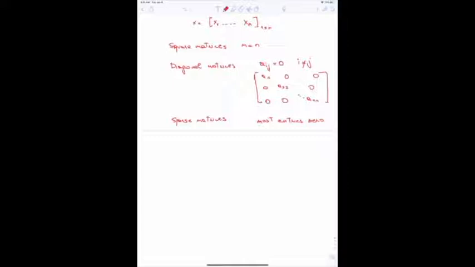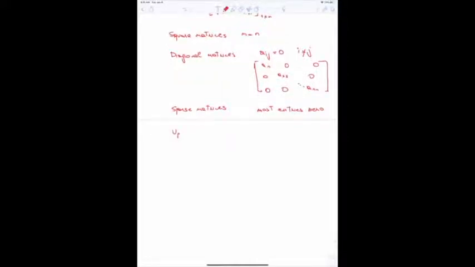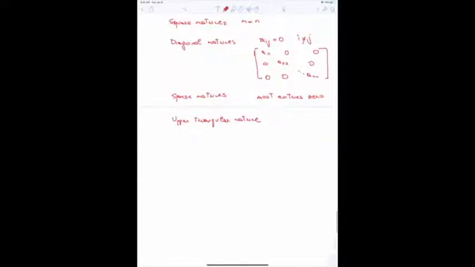You can have upper triangular matrices and lower triangular matrices, where whatever is above the diagonal or whatever is below the diagonal is zero. So for upper triangular matrices, it means that Aij is equal to 0 when i is greater than j.